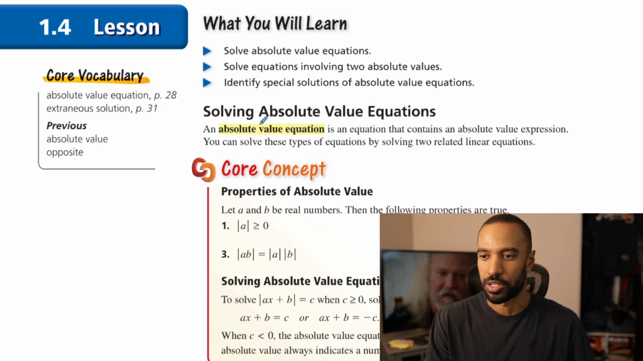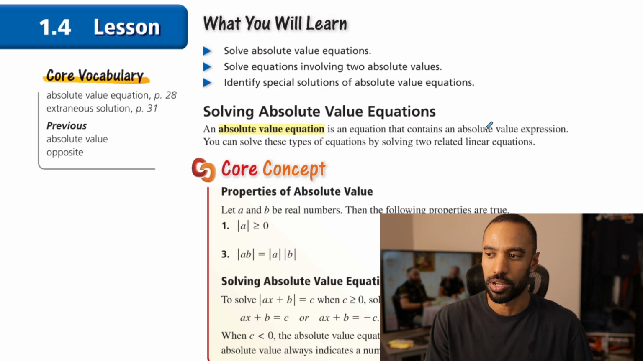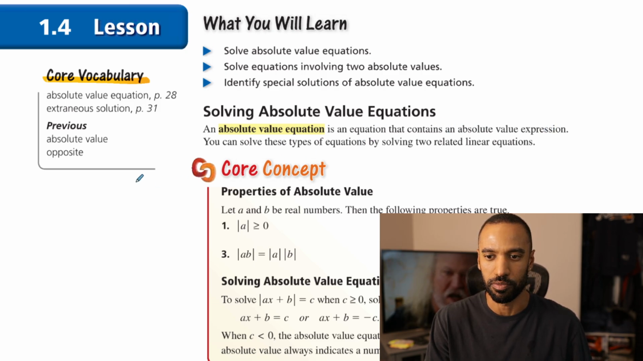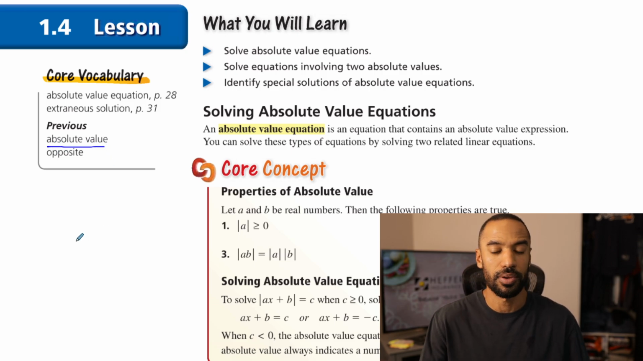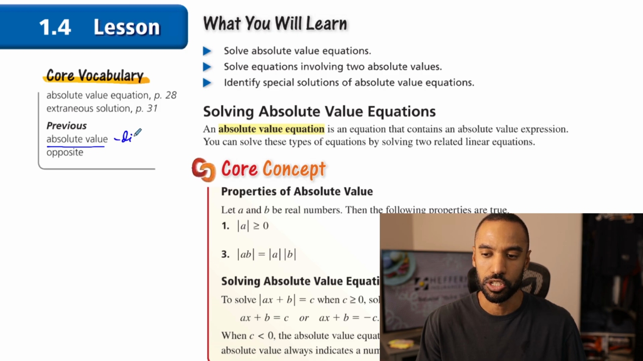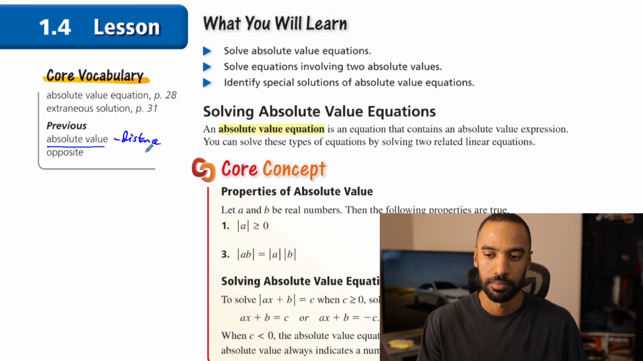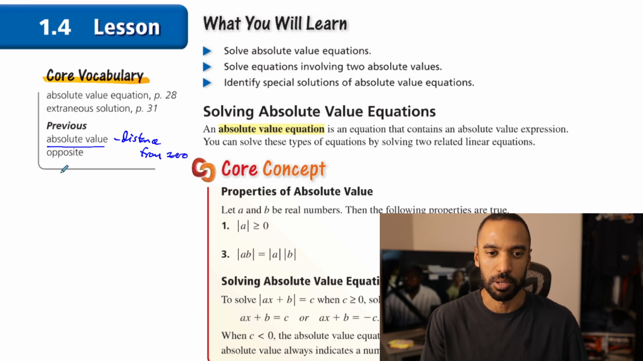Solving absolute value equations. An absolute value equation is an equation that contains an absolute value expression. So it seems like they've defined absolute values, which were a previous term before. So absolute value, guys, means distance from zero. That's its true definition. So when we talk about distance from zero, we're talking about how far something is from zero.